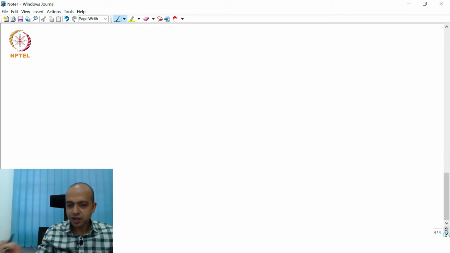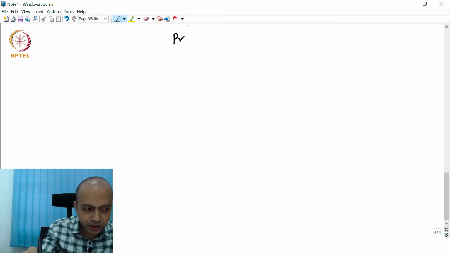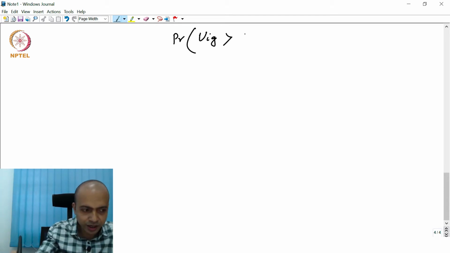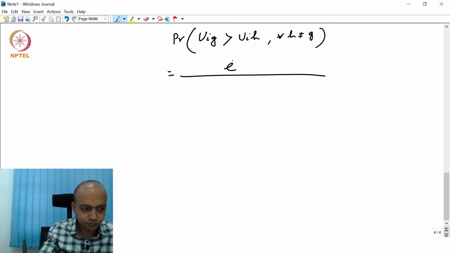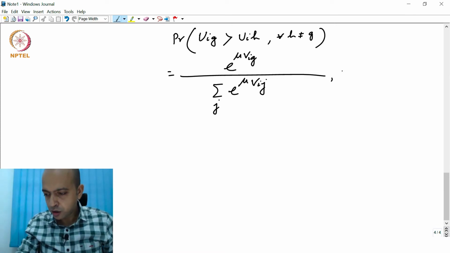So that means we can say that the probability that Uig is greater than Uih for all h not equal to g is basically equal to e to the power mu into Vig divided by the summation of e to the power mu into Vih, where mu is a scale parameter.